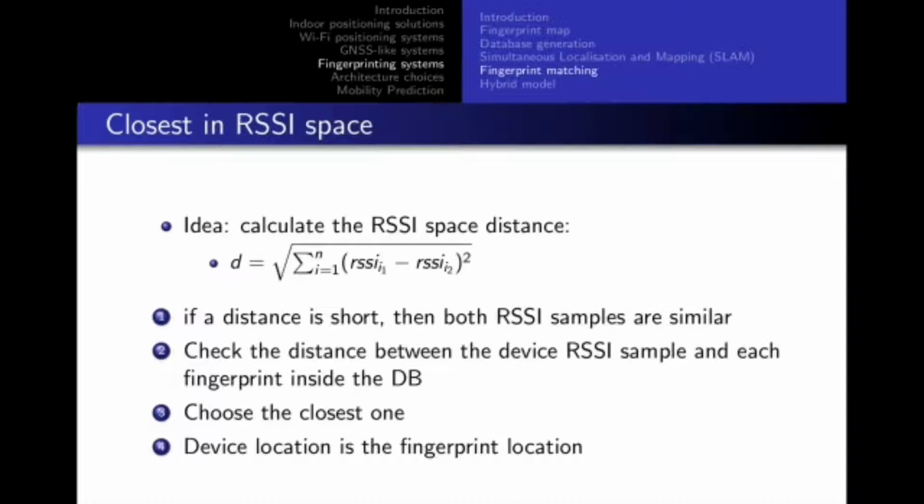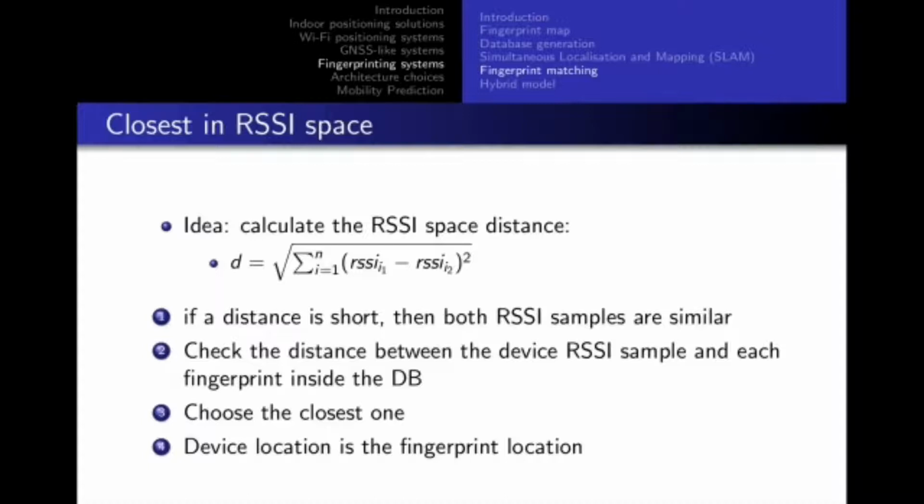First is the most simple deterministic matching, which is the closest in RSSI space. The idea is to compute the RSSI space distance, which is the Euclidean distance between two RSSI vectors of n values, such as given here. D is the square root of the sum of the quadratic differences between the RSSI of the sample and the RSSI of the corresponding access point for the fingerprint.